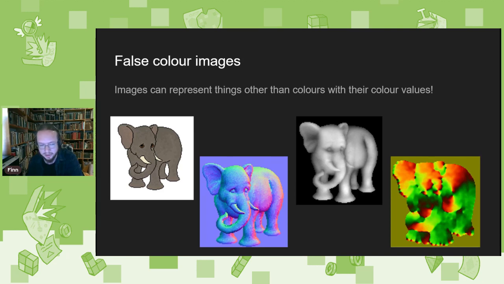So from left to right, I've got this little elephant here that was some of the example art for some software I released a few years ago. We've got the diffuse map on the left. It's not really a false color image, that's gray means gray.